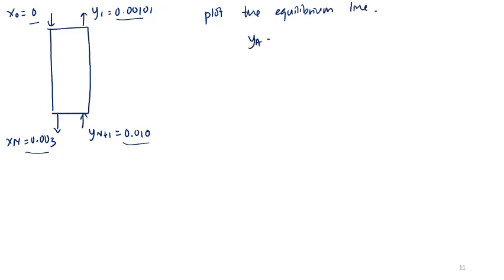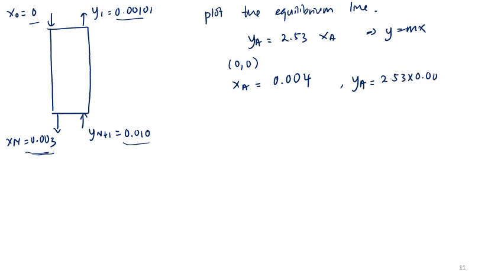Next, you need to plot the equilibrium line. Given YA equals 2.53 times XA, one point for sure is 0, 0. This is actually the Y equals MX equation, so it is a straight line, and we just need another point. Because your operating line coordinate is 0.003, you need to find any point beyond 0.003. So if XA is more than 0.003, just put any number, say 0.004, then YA is 2.53 times 0.004 equals 0.010102. So this could be another point on your equilibrium line.